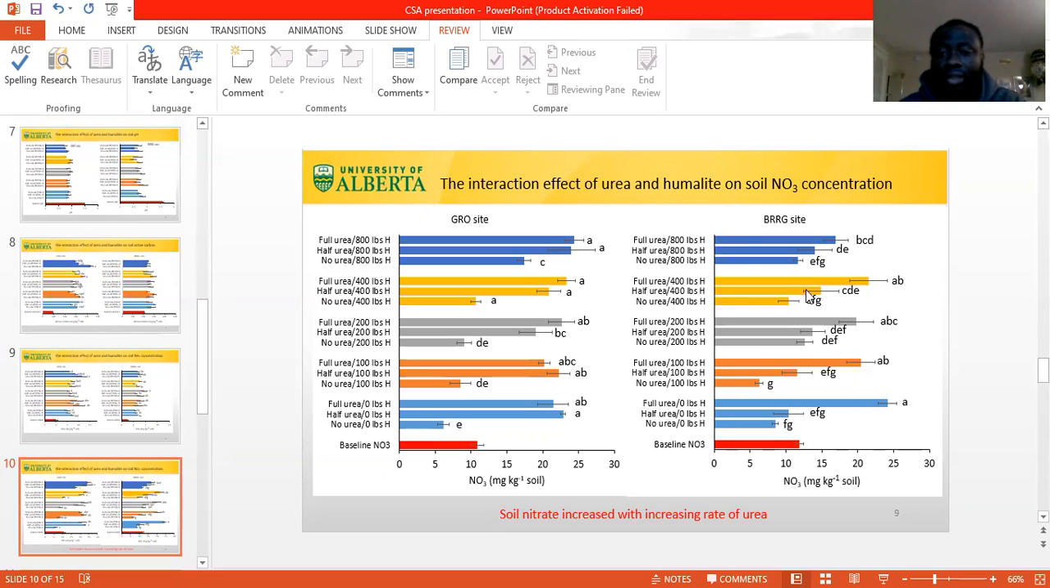The same happens to the nitrate concentration in a BRG site. As you can see, zero humalite treatment with full urea increased the nitrate concentration in BRG site, and so therefore we can see that the urea application had an effect on the nitrate concentration in the soil.